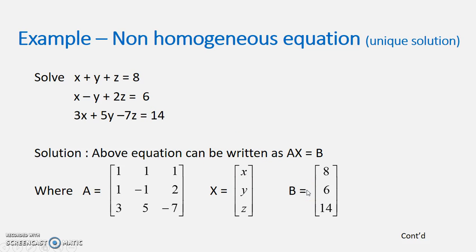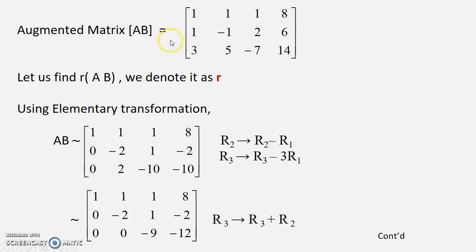How to find now the rank of A and the rank of AB? We have to perform row transformation. When we adjoin this B matrix to the A matrix, what we get is the augmented matrix AB, for which we have to find the rank. Now, this is one, we need not do anything, this is to be converted to 0. So, you can perform these two operations to convert this and this to 0. R1 minus R2 gives you 0.